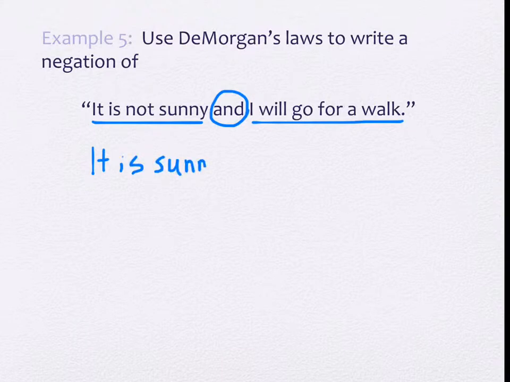It is sunny. What do I do with my and? I change it to an or. And then I need the negation of I will go for a walk. I will not go for a walk.